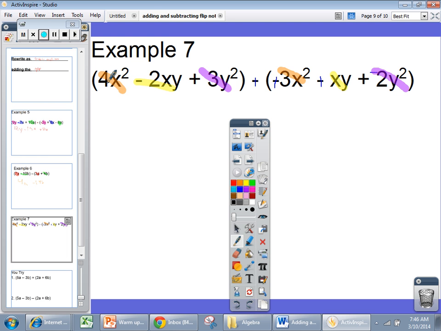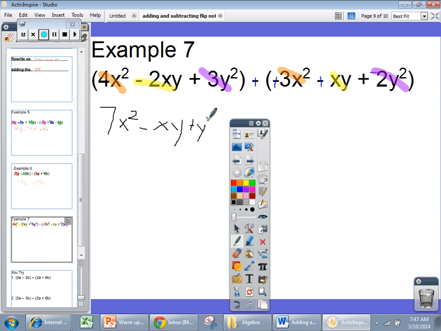Alright, so a positive 4x squared plus a positive 3x squared gives me 7x squared. Good job. Negative 2xy plus 1xy is going to give me just, yep. So if you want to write the 1, you can, or if you just want to leave it as minus xy, you can. And then we have a positive 3y squared and a negative 2y squared, so 3 minus 2 gives me just y squared.